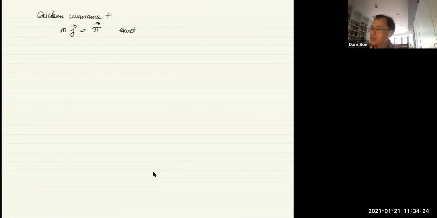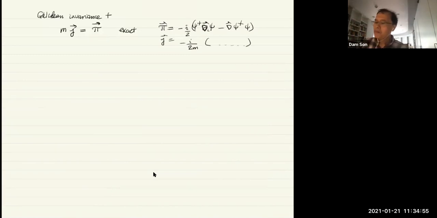So, for example, in terms of the quantum mechanical operator, the momentum density is written in second quantized form like this, where psi and psi dagger are annihilation and creation operators, and J is the same, but with i over 2m times the same thing. So those are the conditions that we have to impose.